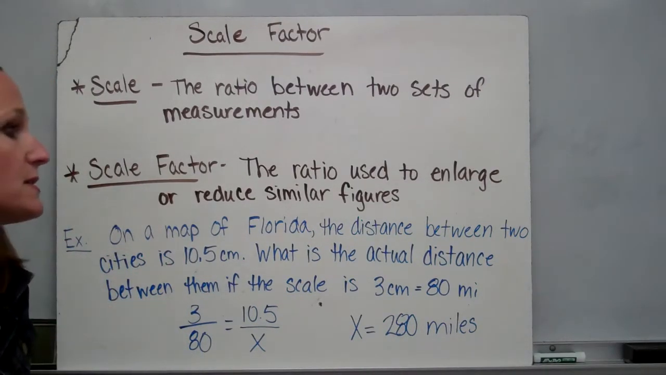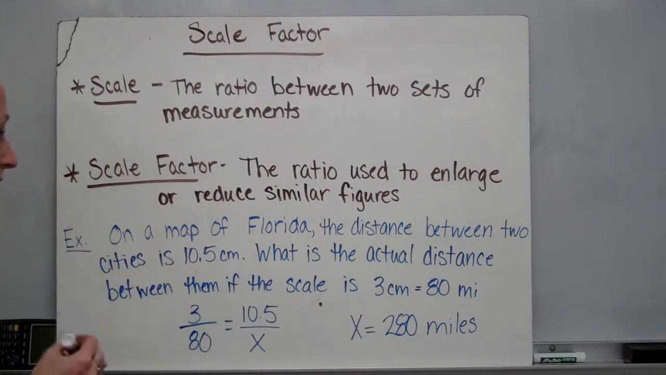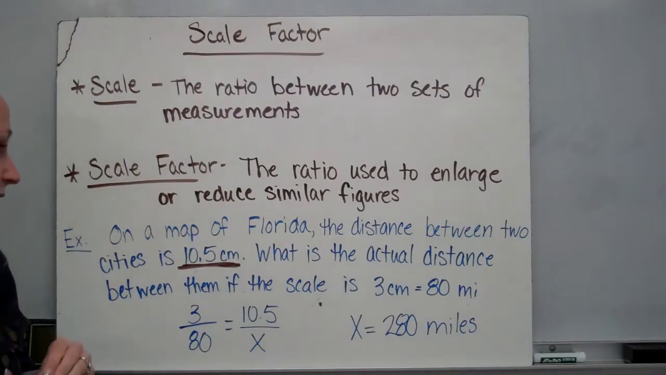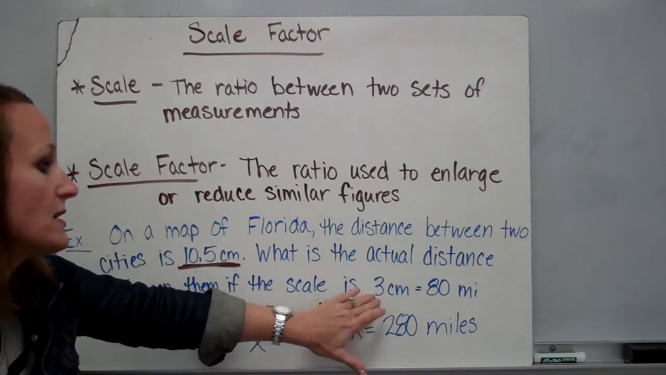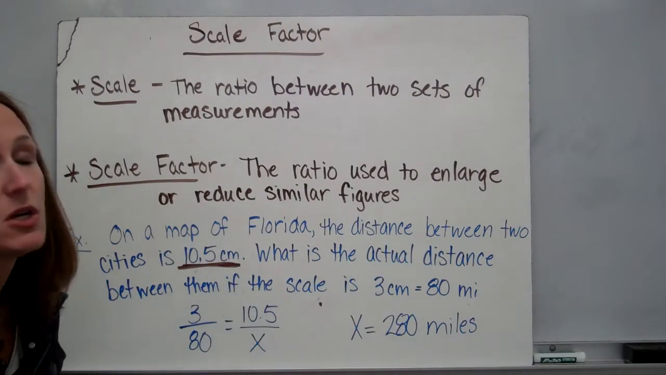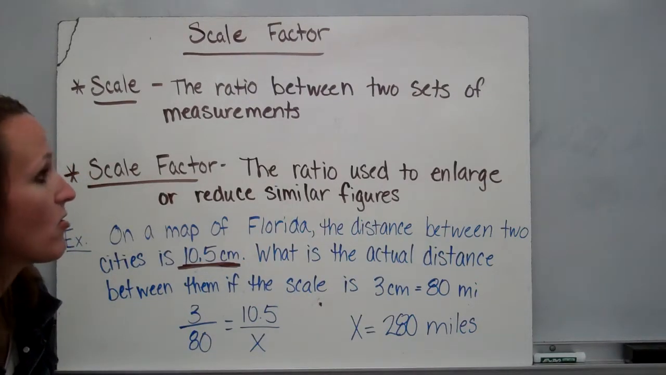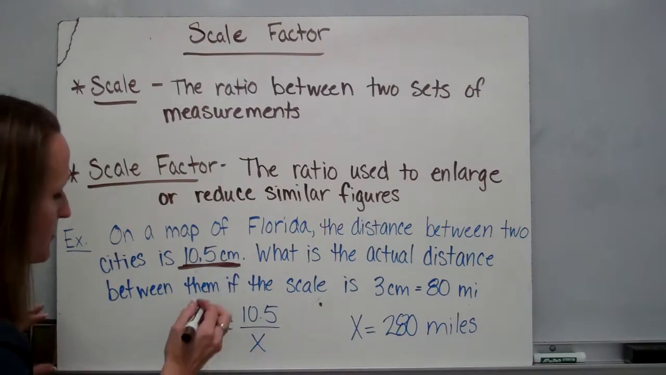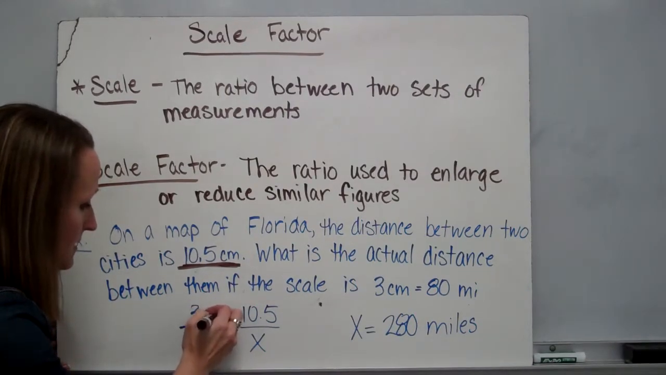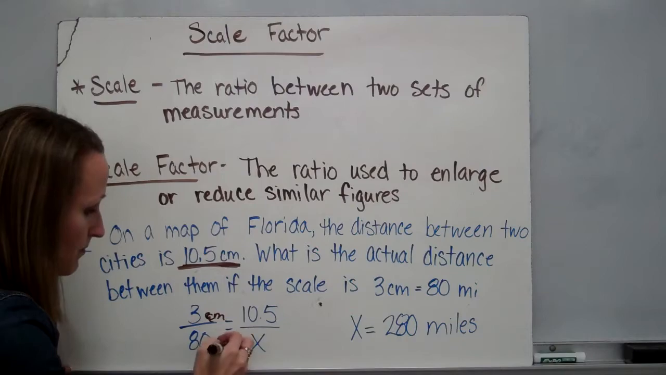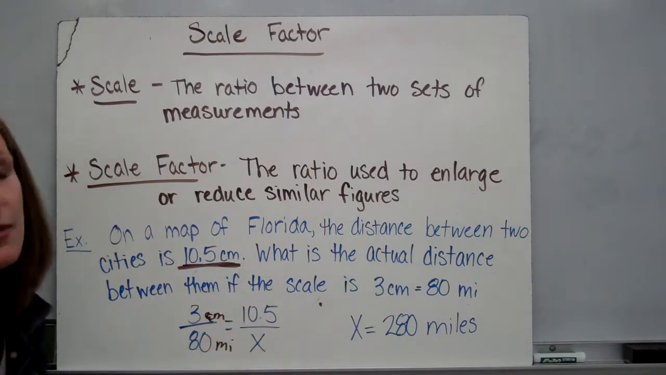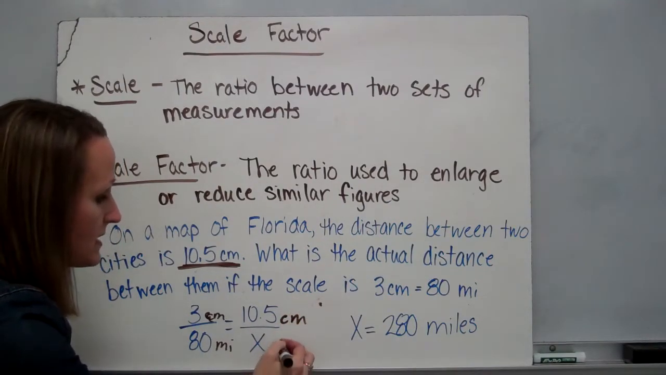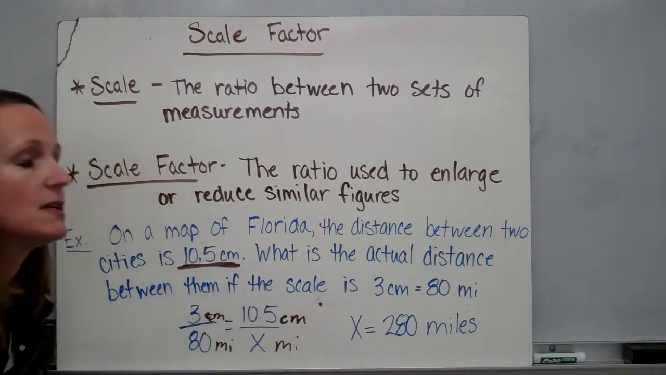On a map of Florida, the distance between two cities is 10.5 centimeters. What is the actual distance between them if the scale is 3 centimeters to 80 miles? So to solve things using a scale or scale factor, we want to set up a proportion. So we know we have 3 centimeters to 80 miles. So when we go to set up the other side of our proportion, we want to put our centimeters on top. And down here we're going to find our distance in miles.